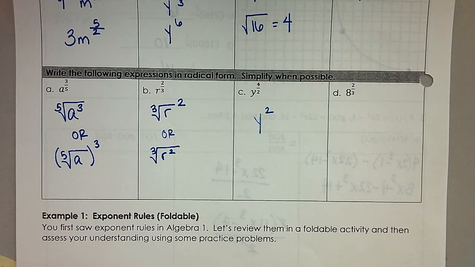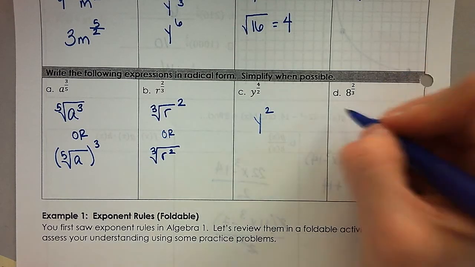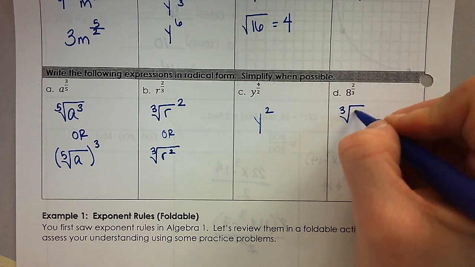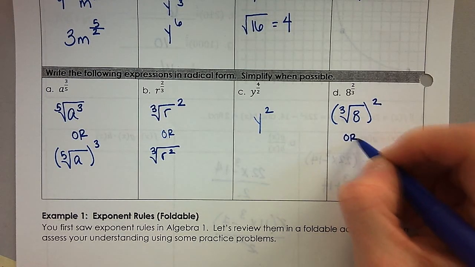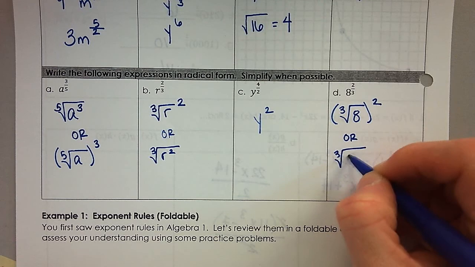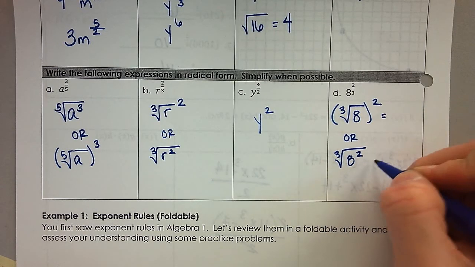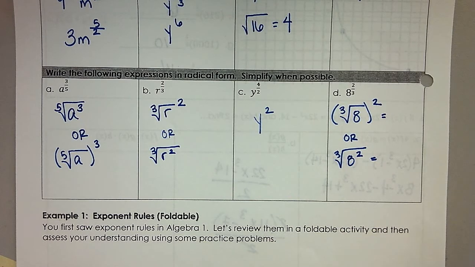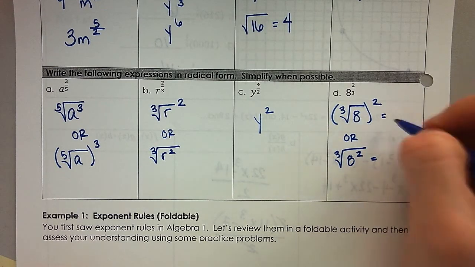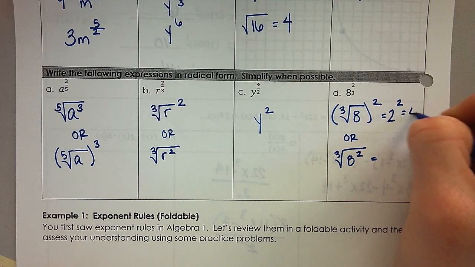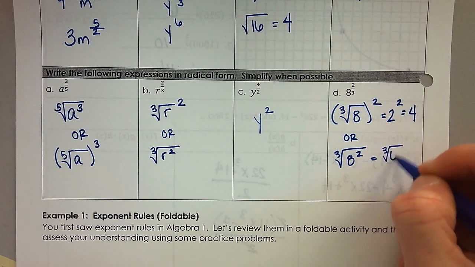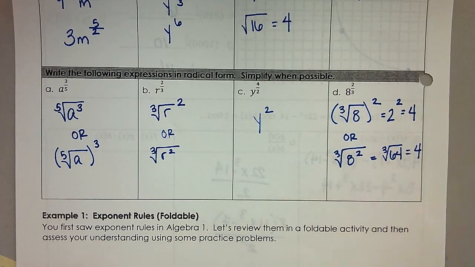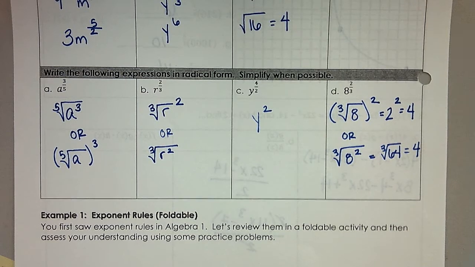Okay, now D is kind of an example that Andrew was just talking about. If I rewrite this, cube root of 8 squared. Wait, but it says simplify. You can simplify. Okay, cube root of 8 is 2. 2 squared is 4. Okay, let's look at it differently. 8 squared is 64. Cube root of 64 is 4. Did it matter which one we did first? Nope. The top one is easy, for sure. And that's to each their own.